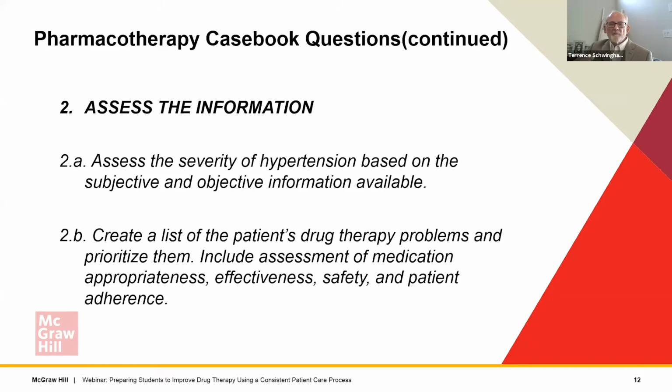Now, although you may be reading a chapter and doing a case on hypertension, in most cases in the casebook, the patient has comorbidities or other drug therapy problems. They may have diabetes with medications. They may have obesity as a problem that could interfere with medication effectiveness. They may have drug interactions. They may be experiencing side effects. So students need to also not just focus on the hypertension, but in a holistic approach, make a list of and prioritize all of the drug therapy problems that the patient has.